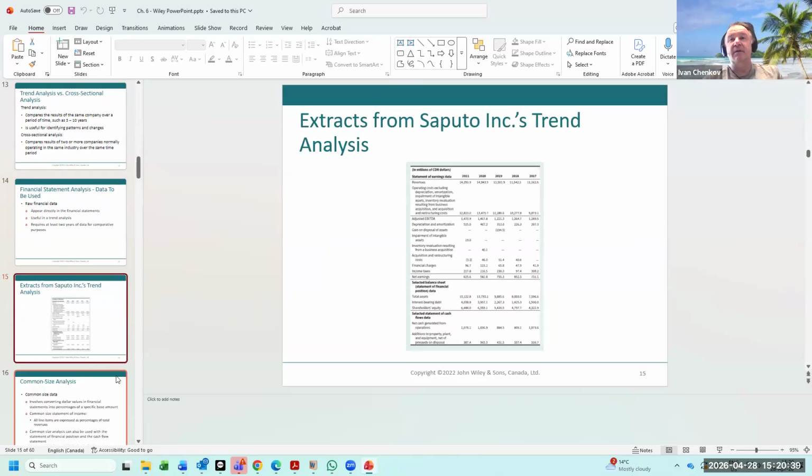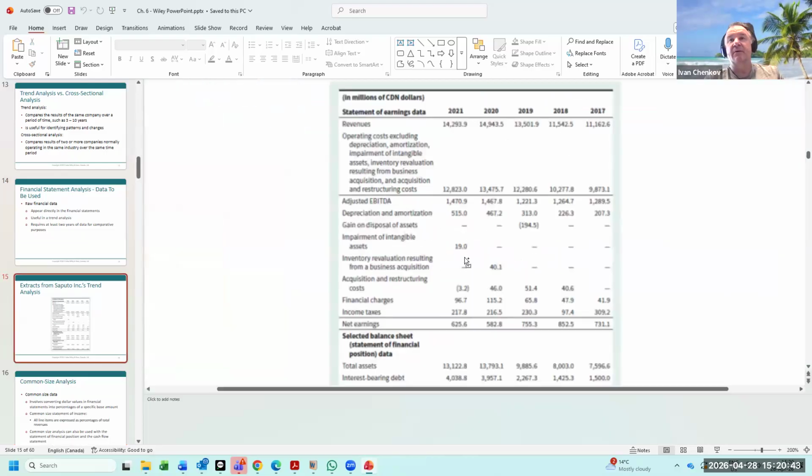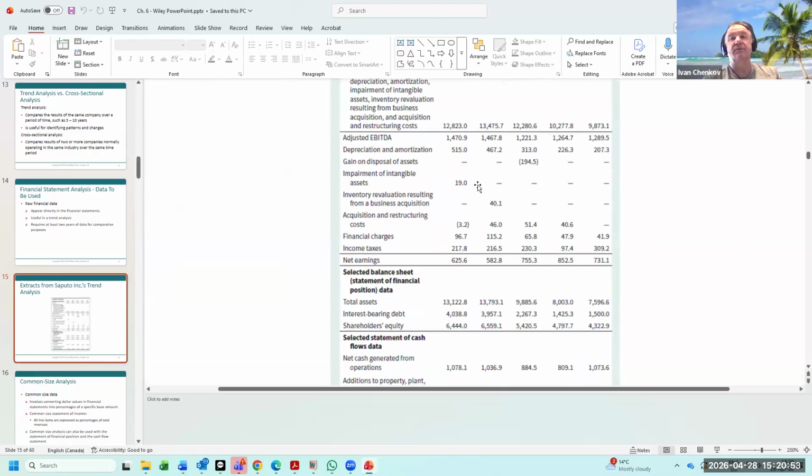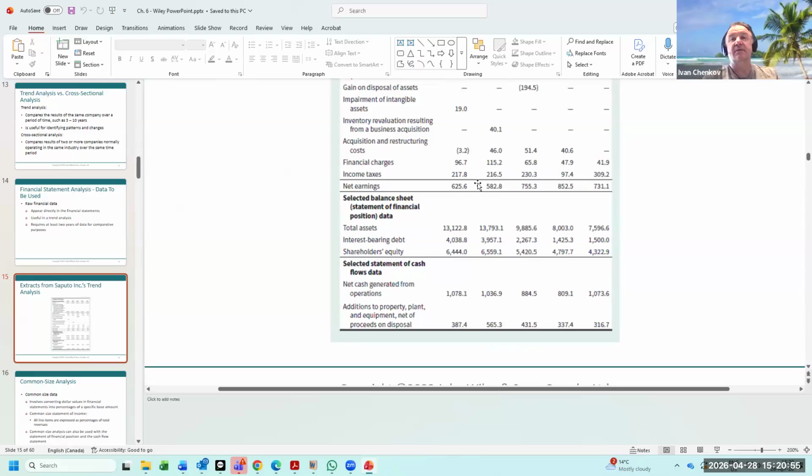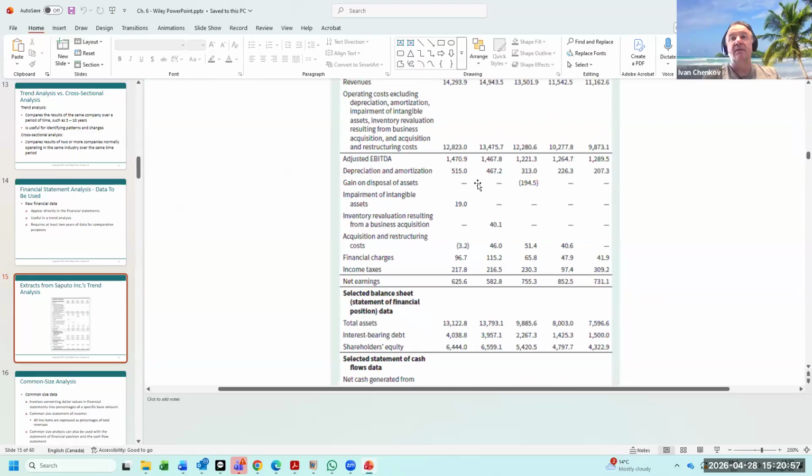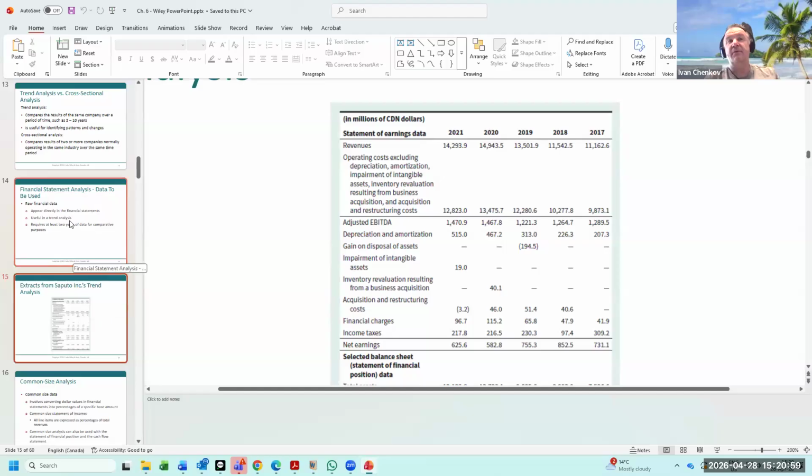So that will be an example of raw data. As you can see here, we have information about 5 years of this company. So if we prepare an analysis, we can talk about trend in this situation. Again, if you have only 2 years, then we can talk about differences.